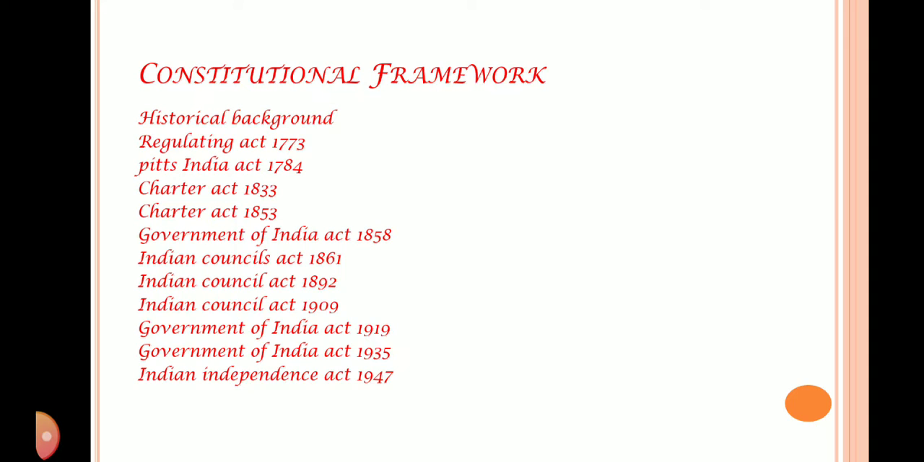Next, Charter Act 1833. It is also known as St. Helena Act 1833. The beginning of constitution making during the British rule in India is found in this act. It made Governor General of Bengal as the Governor General of India, and all civil and military powers were vested in him. First Governor General of India was Lord William Bentinck.